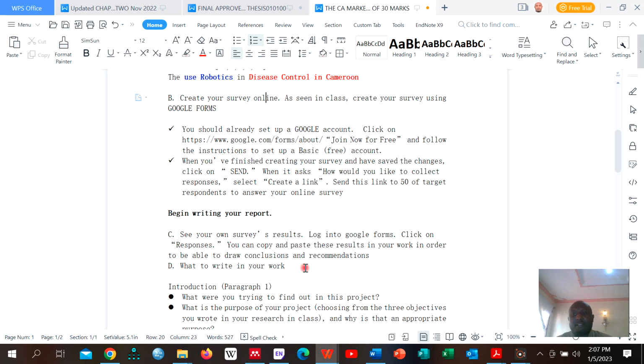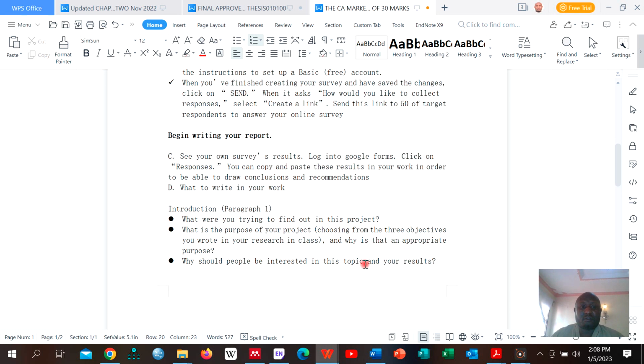And this is already analyzed and summarized into either pie charts or graphs, which you can copy and paste in your work and start writing. I'll demonstrate that for you also practically.